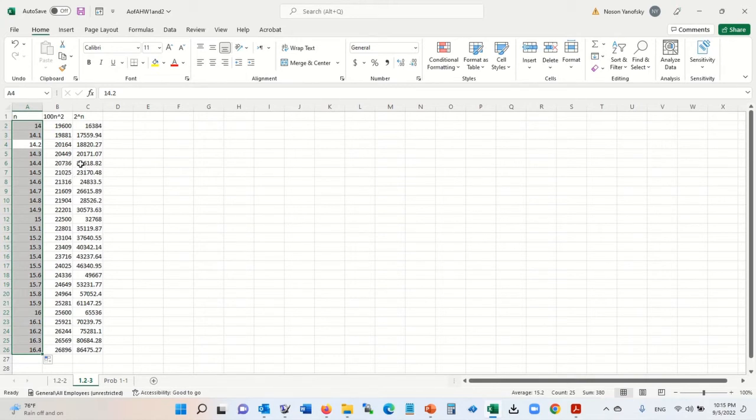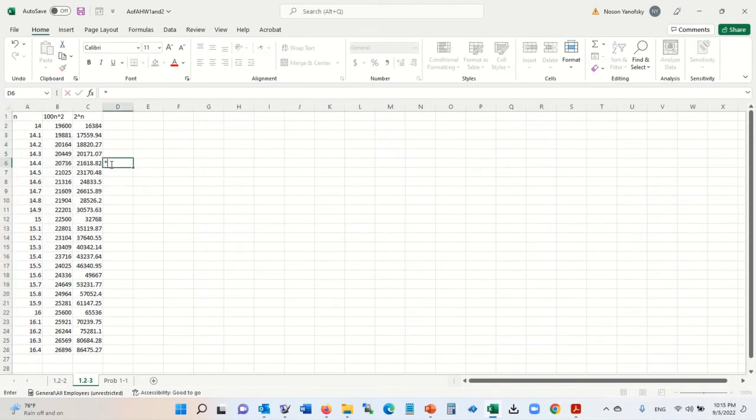Okay, so right here, here's where this number is bigger than this number. So that's the cutoff point. So the real cutoff point is 14.4. Anyways, that's a nice problem.